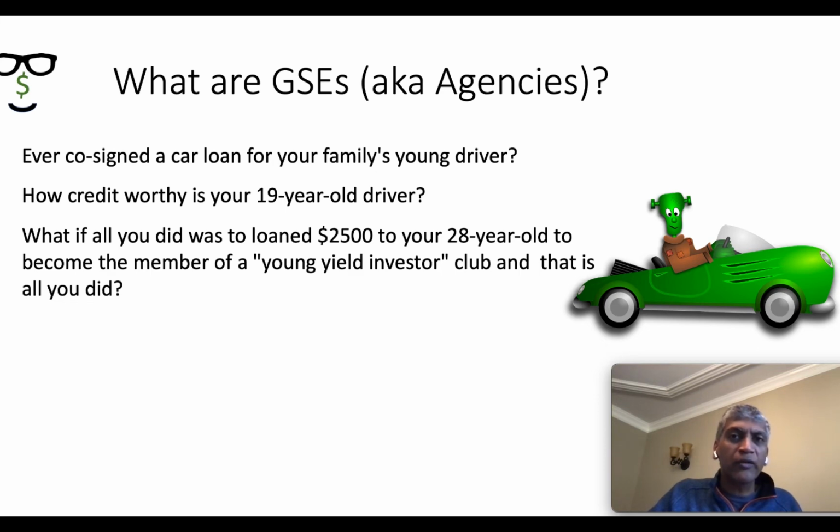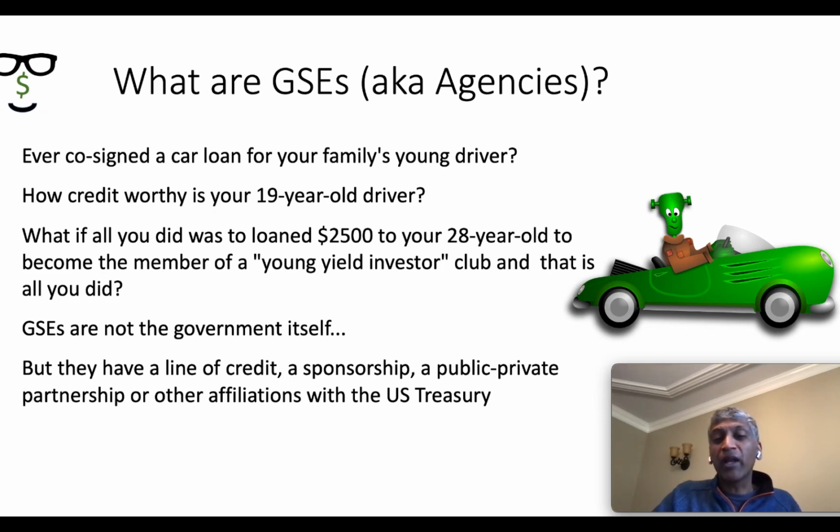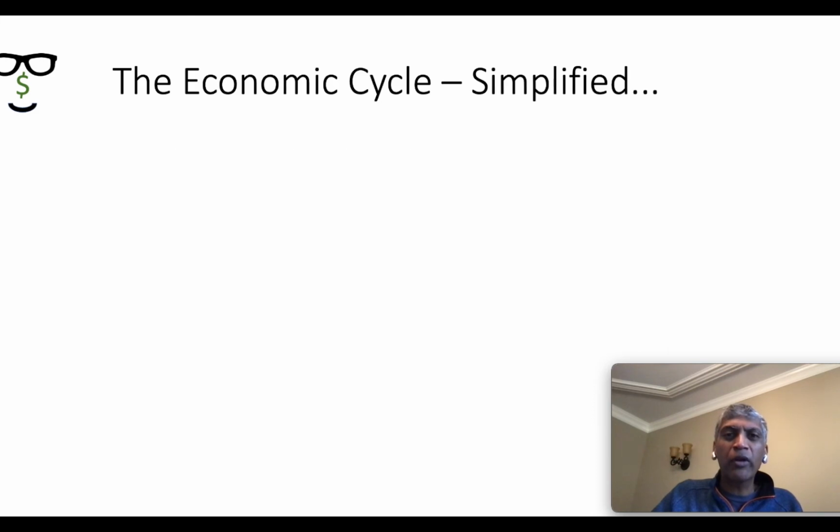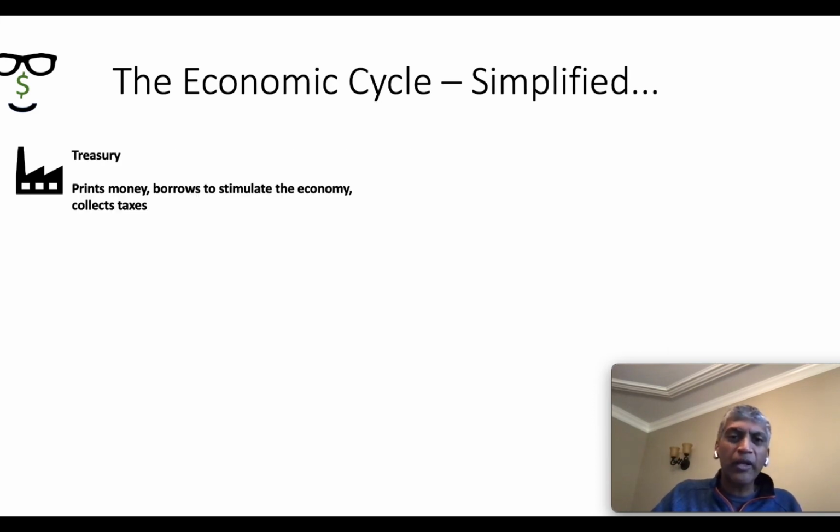One way or the other, the trust of a bigger, more stable entity is being transferred either through a direct underwriting, a direct sponsorship, or an indirect public-private partnership to entities that then stimulate the economy. So GSEs are not the governments themselves, but they have a line of credit, they have a sponsorship, they have some kind of a partnership that makes them a better risk. So let's see how this could get applied.